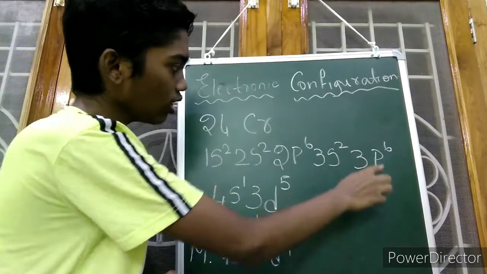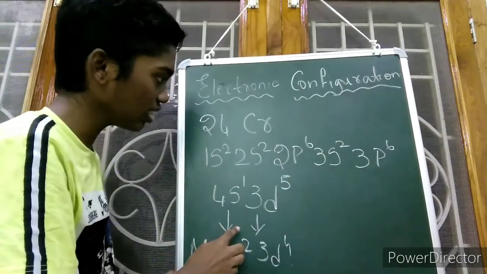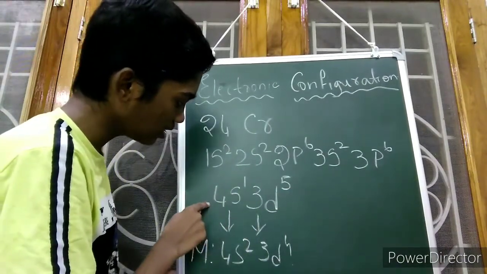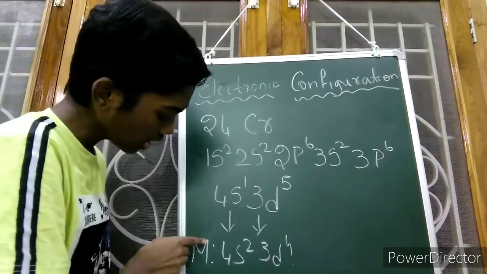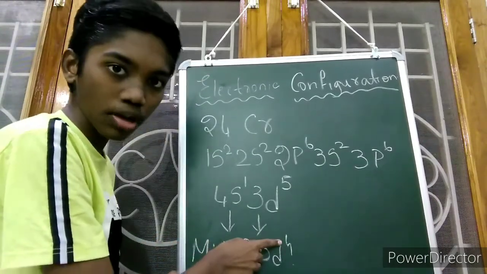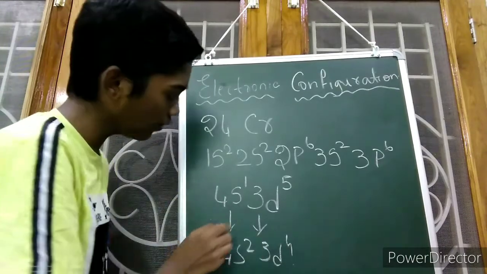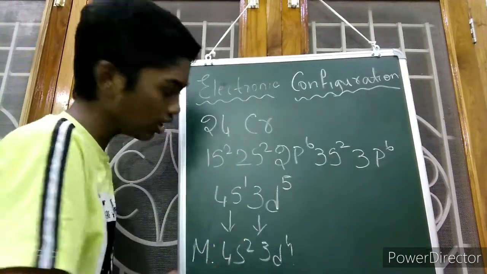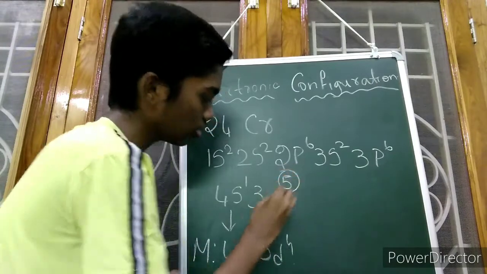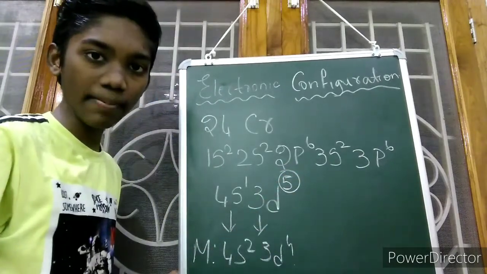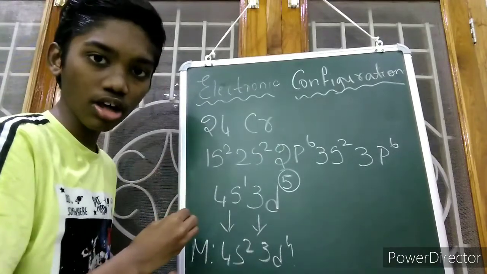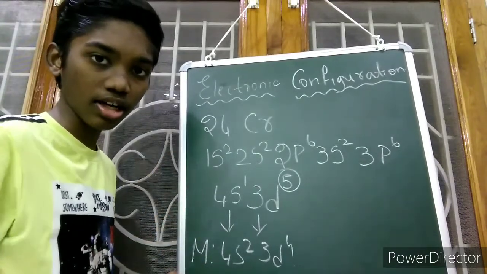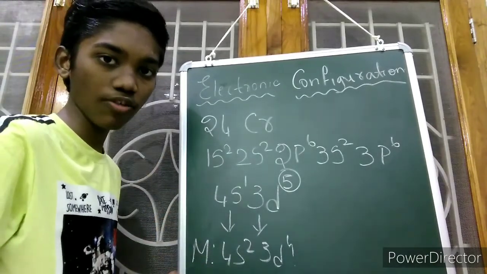See, the entire electronic configuration is the same, but there is a slight change. When we follow the Aufbau chart, we get 4s2 and 3d4, but the actual correct electronic configuration is 4s1, 3d5. Here the 3d orbital is half filled and it is getting maximum stability. Similar to this, the electronic configuration of copper can also be written. Now let us see the electronic configuration of copper.